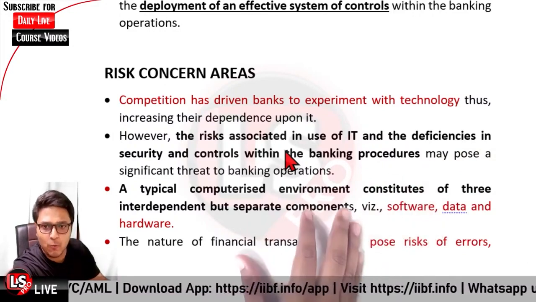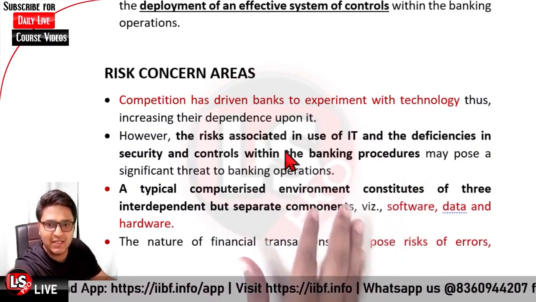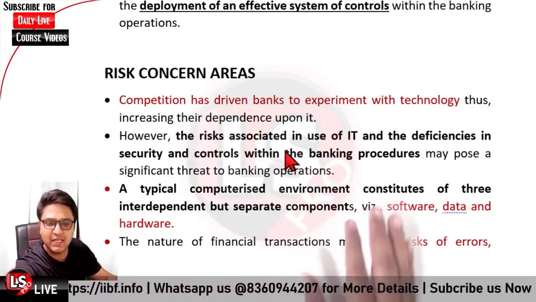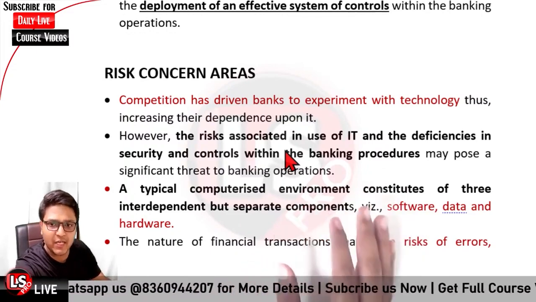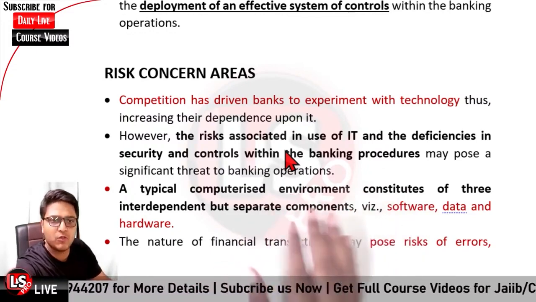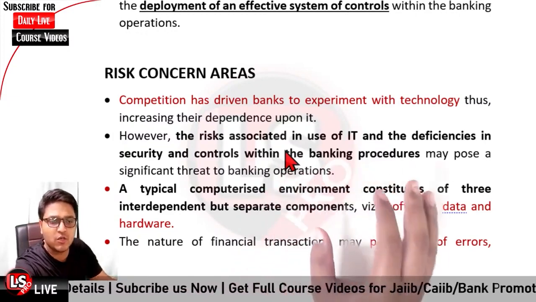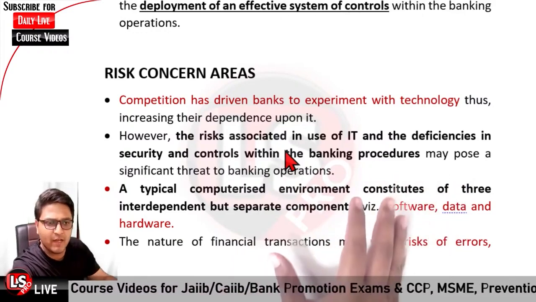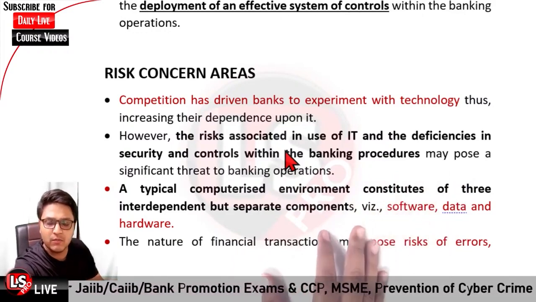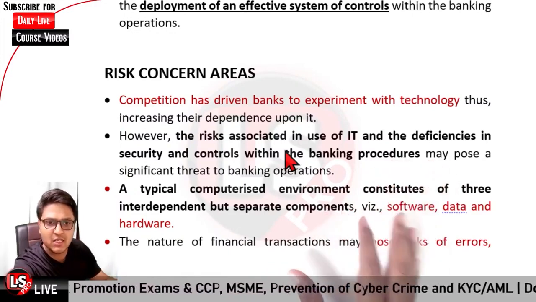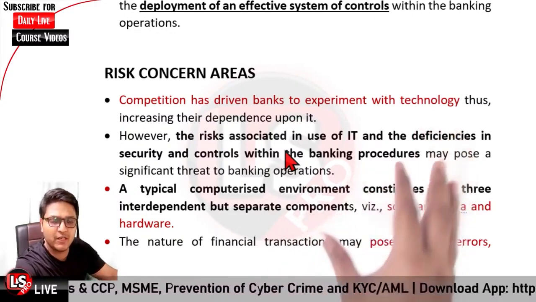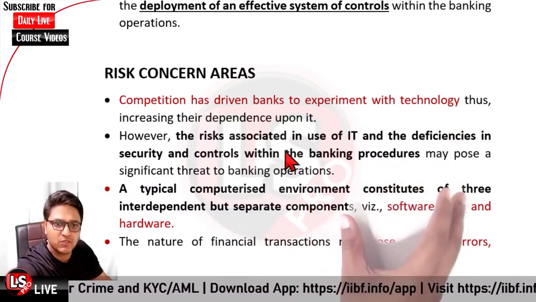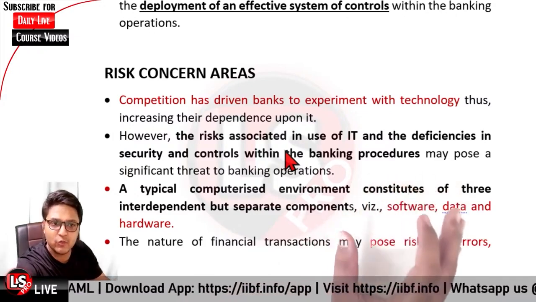There are some loopholes which can increase the level of risks, and further the dependence on technology is increasing day by day. So banks are more dependent on technology, and moreover these are prone to risks, and the risks are associated with the use of information technology, and further there are deficiencies in the security. So when we are using information technology to provide services to our customers, basically the computer network is involved in the banking procedures, and that further poses a significant threat to the banking operations.